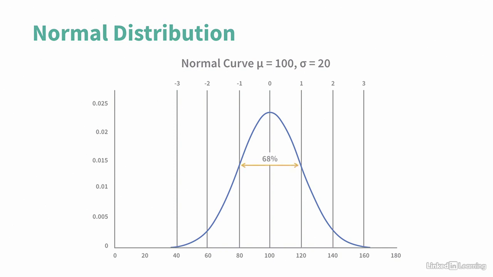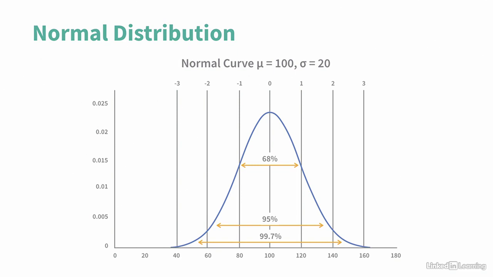The first is that approximately 68% of all values will occur within plus or minus 1 standard deviation. So with our mean of 100, that would mean that about 68% of the values would fall within 20 above or below the average, so 80 to 120. 95% of values will be within 2 standard deviations, so 60 to 140, and 99.7% within 3 standard deviations plus or minus, so that's 40 to 160.